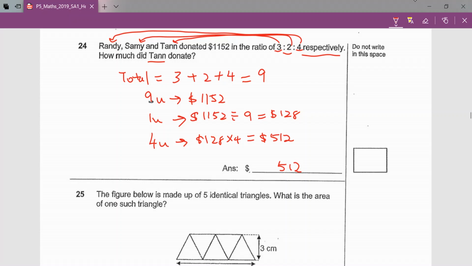In fact, if you're familiar with ratio questions enough, you don't even have to write the units. You can just go straight. When I was a student, I would just go straight into writing 1152 divided by all these added together in my mental sum, which is 9, and then I'll just write times whoever it is. Tan is 4, so I'll just times 4. This was the only working that I would do when I was a student. And I'll get 512.